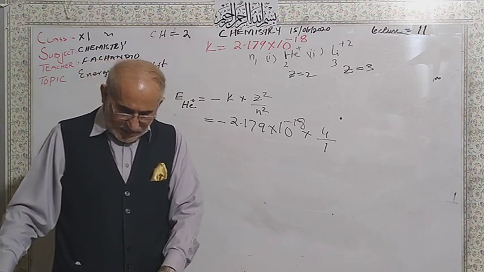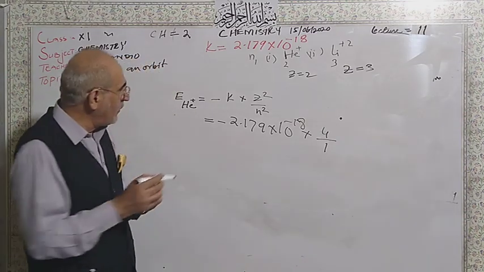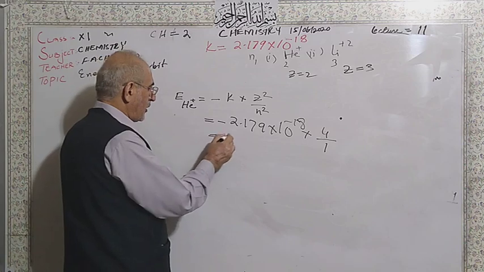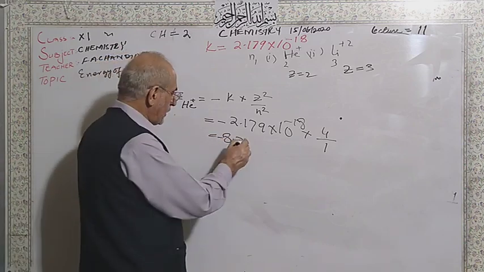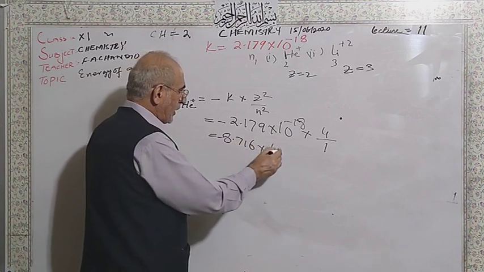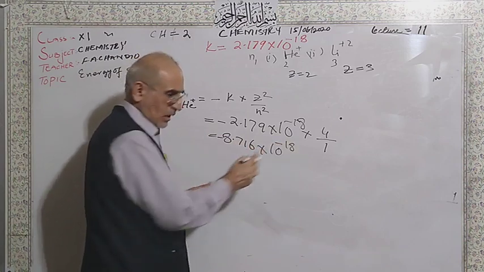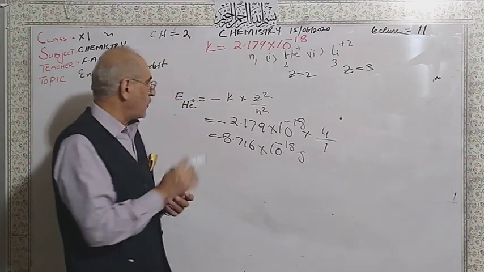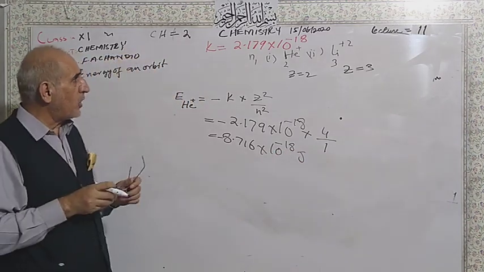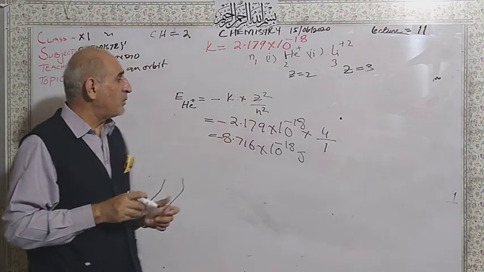The answer is minus 8.716 into 10 to the power minus 18 joules. This is the answer for the first one, helium.